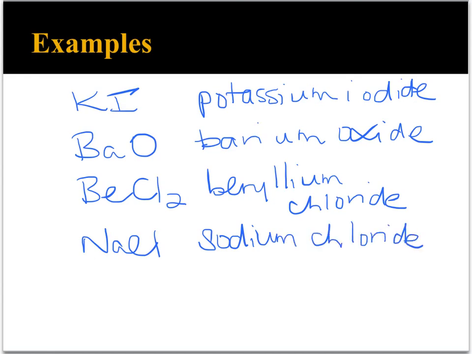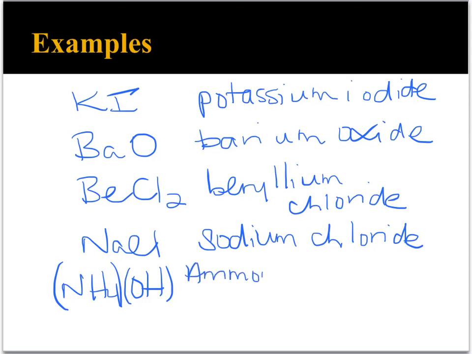And let's toss another example in here. How about NH4OH? Notice that there's two polyatomic ions in this compound. This is ammonium hydroxide. Okay. So we're going to learn in class more about how to come up with these names, but I want you to have some background in writing formulas before we come up with the names.